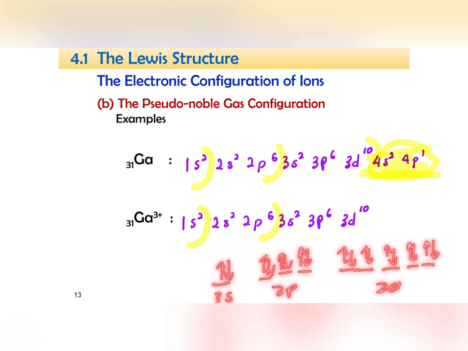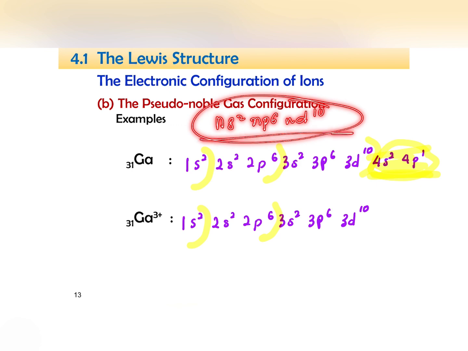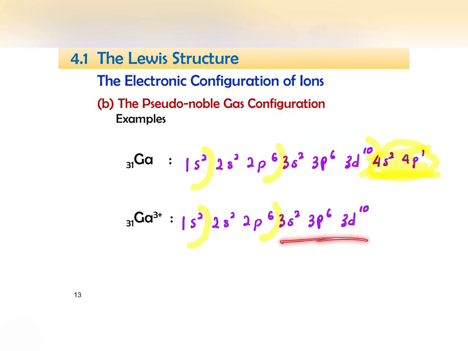Okay, so this is what we call as pseudo noble gas configuration. Pseudo tu maksudnya seakan-akan ataupun menyerupai ataupun palsu lah. Okay, dia nampak macam noble gas, tapi sebenarnya it is tak sama pun. Okay, so mainly kamu boleh guna this guide lah. Dia akan jadi ns2, np6, nd10. So dia akan dapat this electronic configuration macam ni.